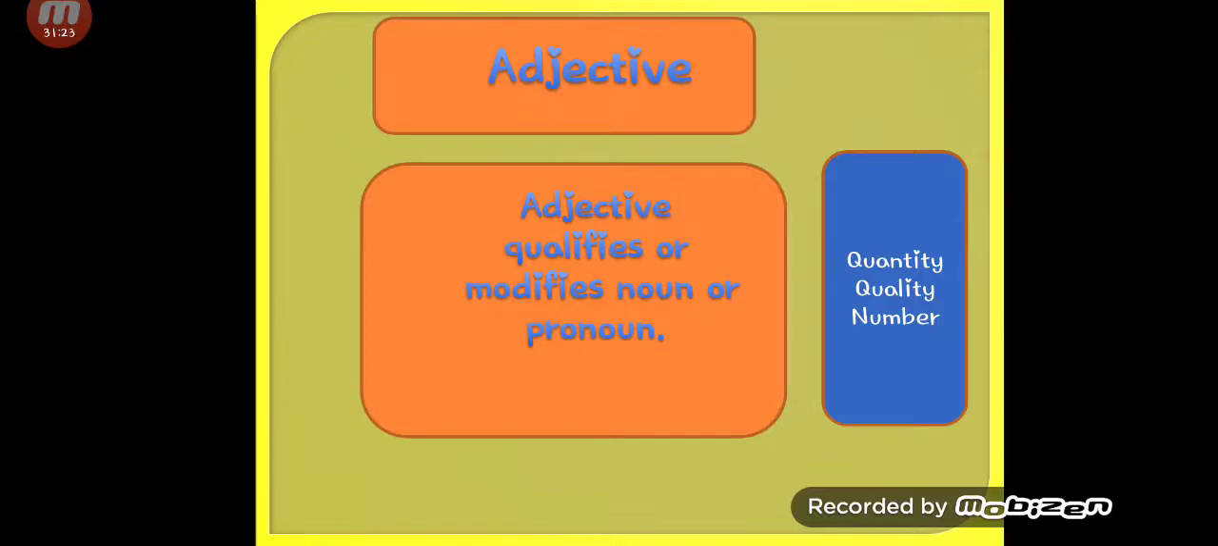Quantity means we don't have any exact idea about the quantity. Quality: green tea, French wine. So it is the quality of the item. Number: one, two, few, each. These are the adjectives: quality, quantity as well as number.